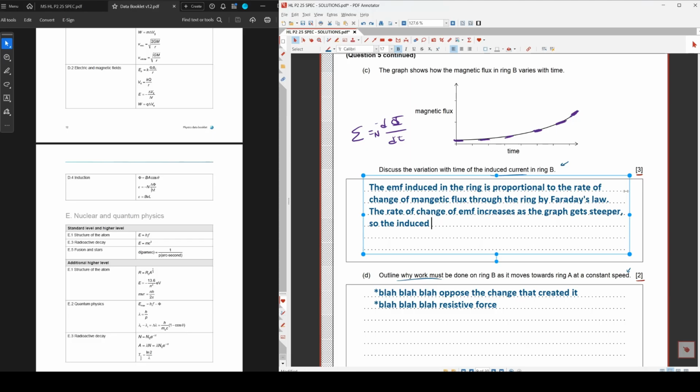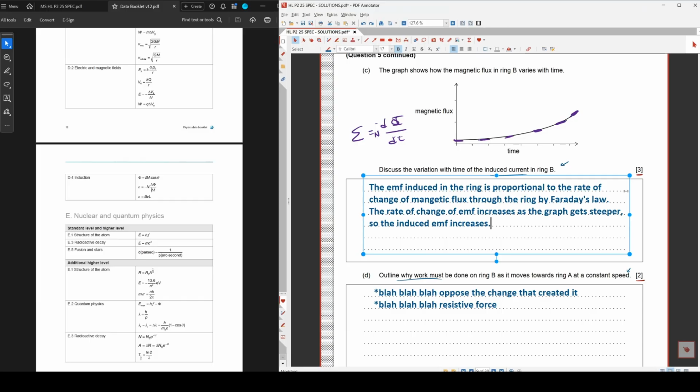So the induced EMF increases. Faraday's law is officially about EMF, so I've now made the argument. There's probably 2 marks for that because the graph gets steeper, more EMF. And I've got to bring it on home with: what's the difference between EMF and current?